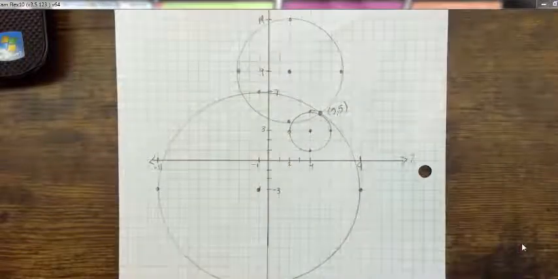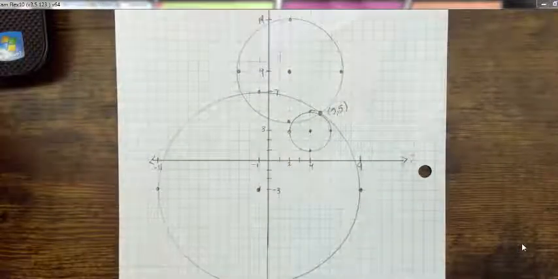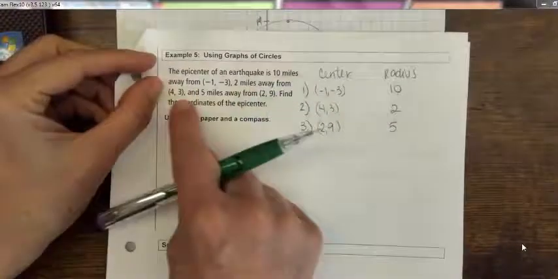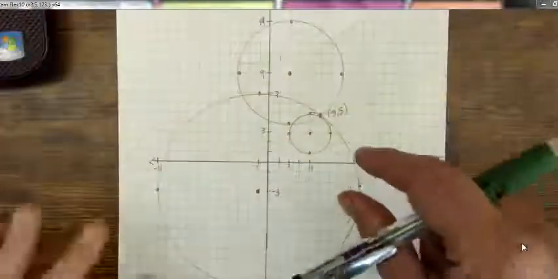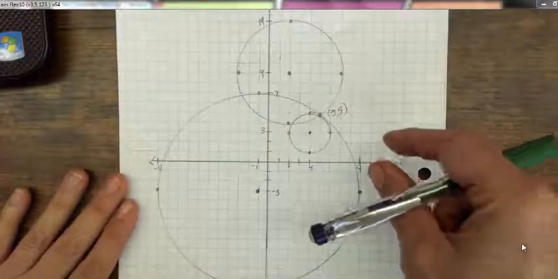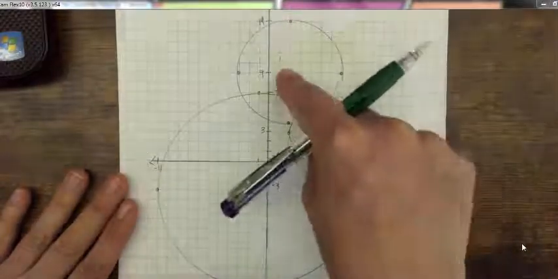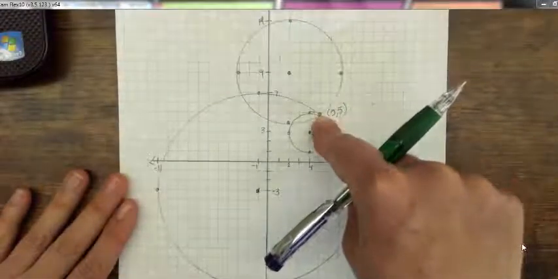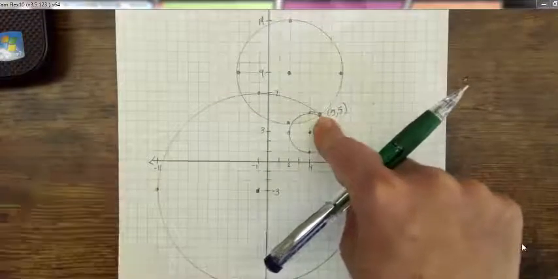Let's go back to the question one more time. The epicenter of an earthquake is 10 miles from that point, 2 miles from that point, and 5 miles from that point. Find the coordinates of the epicenter. So basically we have 3 circles here, certain distances away from each center. The epicenter is going to be where the 3 circles intersect. So our epicenter is at 5, 5.